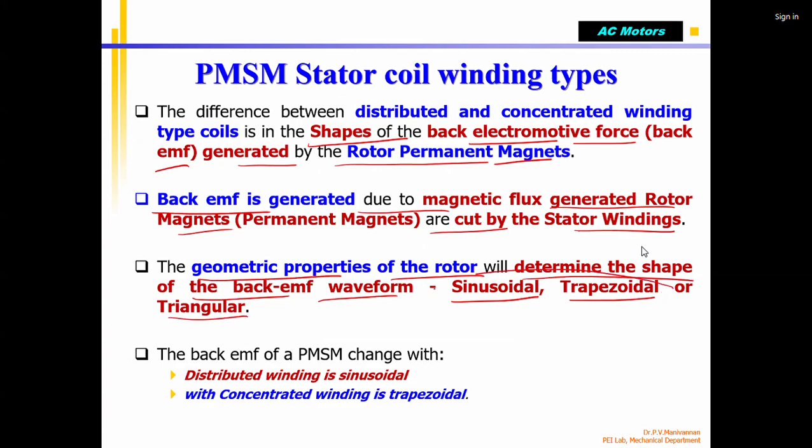It can be sinusoidal or trapezoidal, sometimes even triangular. Generally, these two are very popular. Sometimes, depending upon how the core is and how the windings are placed, it can generate even triangular, but this is very rare. So, sinusoidal and trapezoidal. Concentrated winding gives trapezoidal. If it is a distributed winding, a sinusoidal back EMF pattern will be created. As I told you, distributed winding creates a sinusoidal back EMF, and concentrated winding generates a trapezoidal type of back EMF.